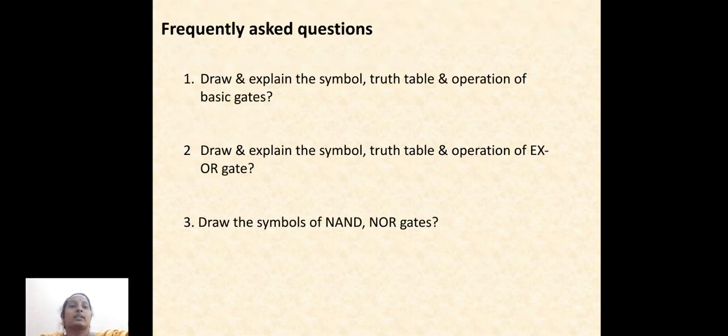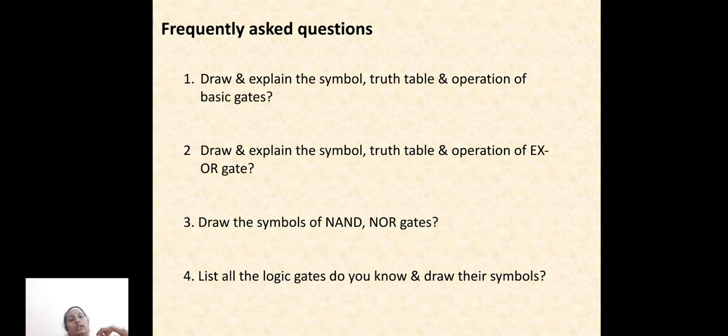Next, draw and explain the symbol and truth table operation of basic gates. In previous examinations, they are asking among Boolean algebra and basic gates. First, they are asking about gates, very important. So in today's class, gates are very important: basic gates, universal gates, and special gates. The first question is to draw and explain the truth table of basic gates. Basic gates means AND, OR, NOT. In the second question they are asking about the XOR gate only.